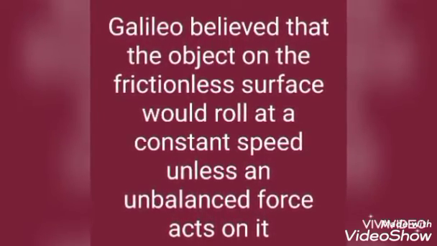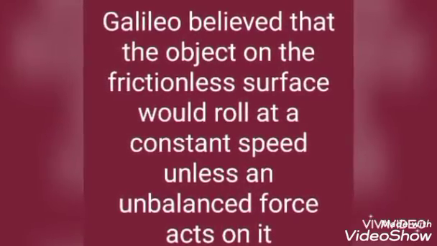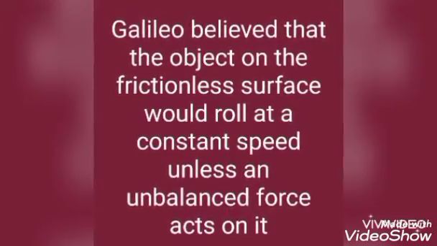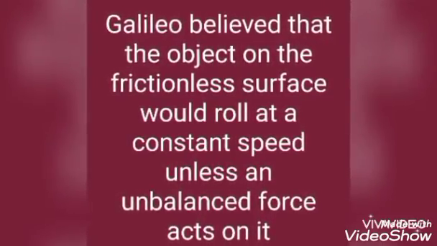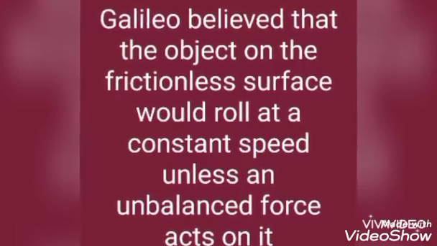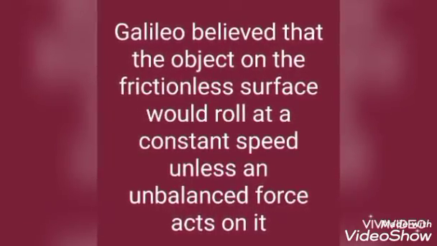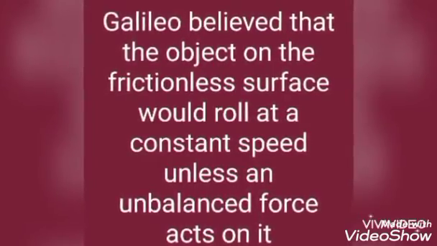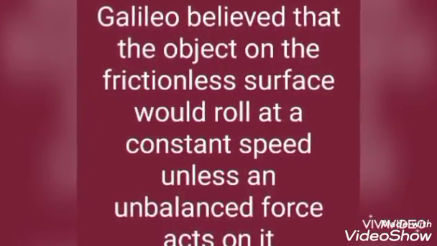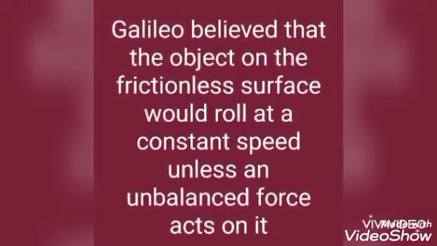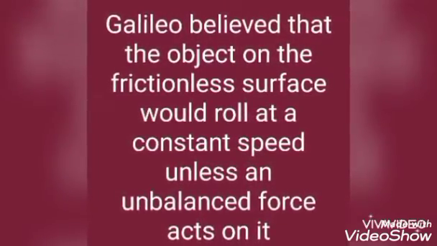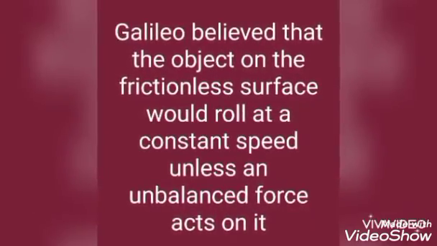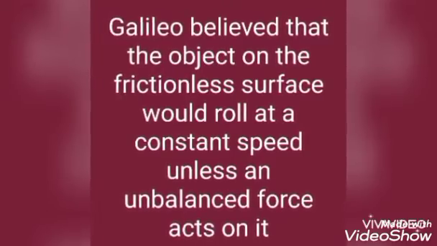So, the main conclusion of Galileo from his experiment is that the ball on a smooth or frictionless surface rolls in a straight line. That is, when the ball moves on a frictionless surface, a surface that has no friction and is very smooth, it rolls in a straight line and at an unchanged speed, that is, at a constant speed forever.